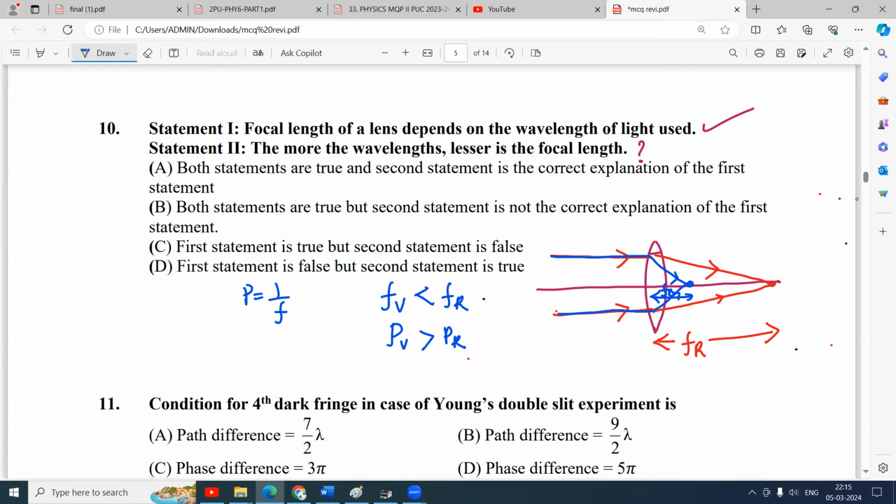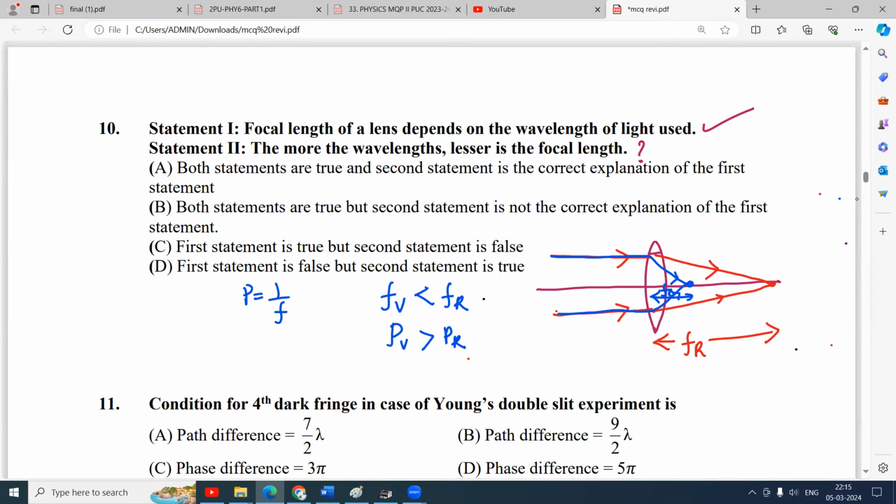And what else we can write? So in this way it goes on. Now their question is, okay, first one is correct. Focal length depends on the color of light. Second one, the more the wavelength, lesser the focal length. This is wrong, because more the wavelength, we found that for red it is more, because red has a wavelength more than blue. We know it. Violet is the least wavelength in the visible colors, and red is the most one. So more the wavelength, more will be the focal length. So the answer should be first statement is correct, second statement is false.